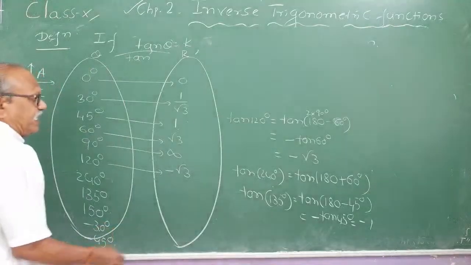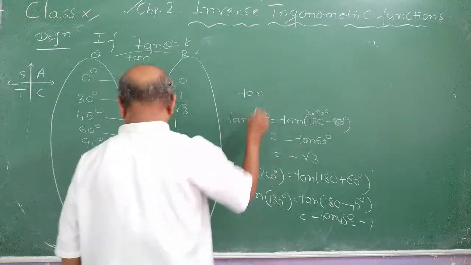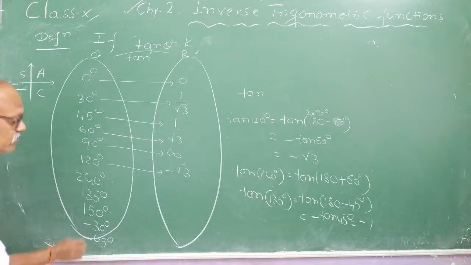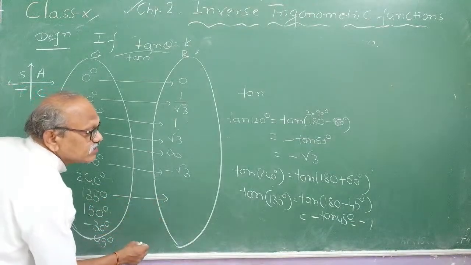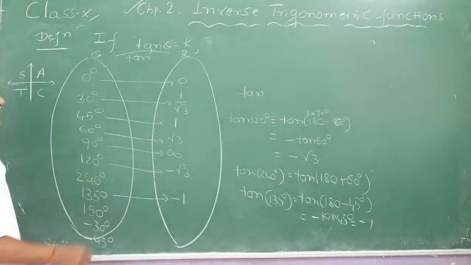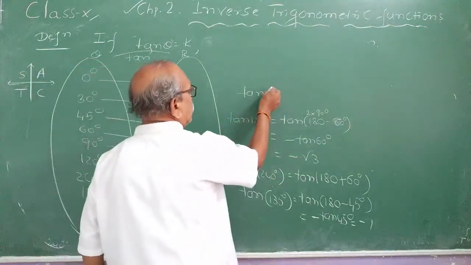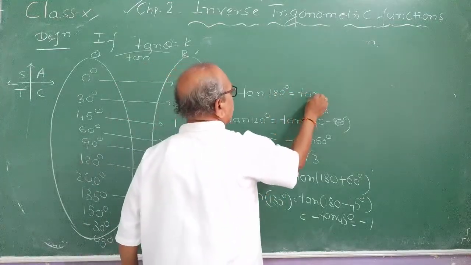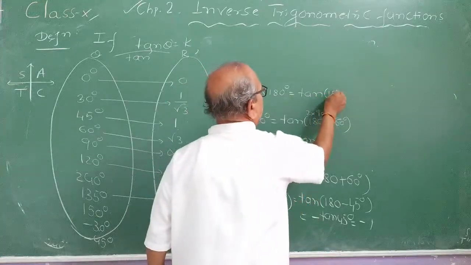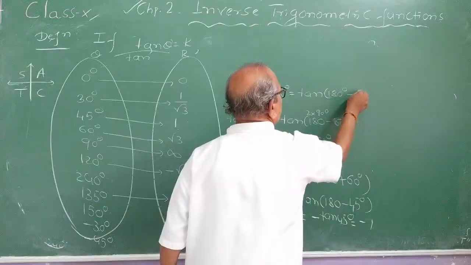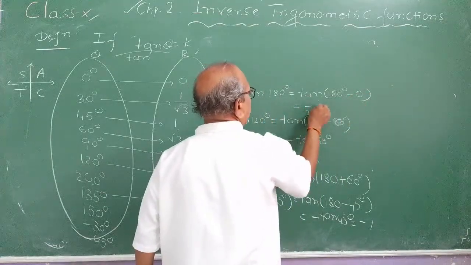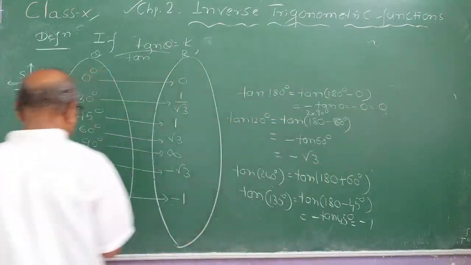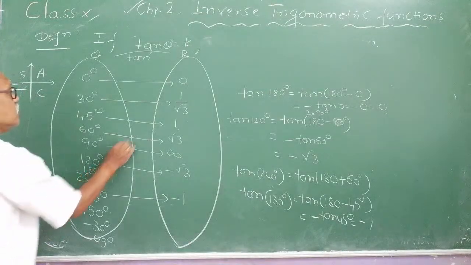If I take directly 180, what happens to tan 180 degree? What is tan minus 135 degree? Its value is minus 1. Okay. What is tan 180 degree? You can write it as tan 180 minus 0, or 180 plus 0. Tan 180 minus 0 is minus tan 0. Minus tan 0 is minus 0, becomes 0. And in case of 180 degree, what you get is 0.